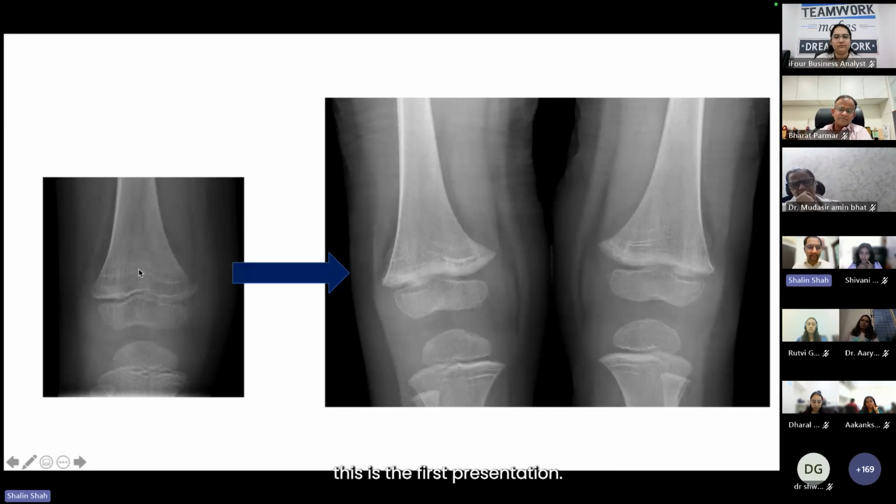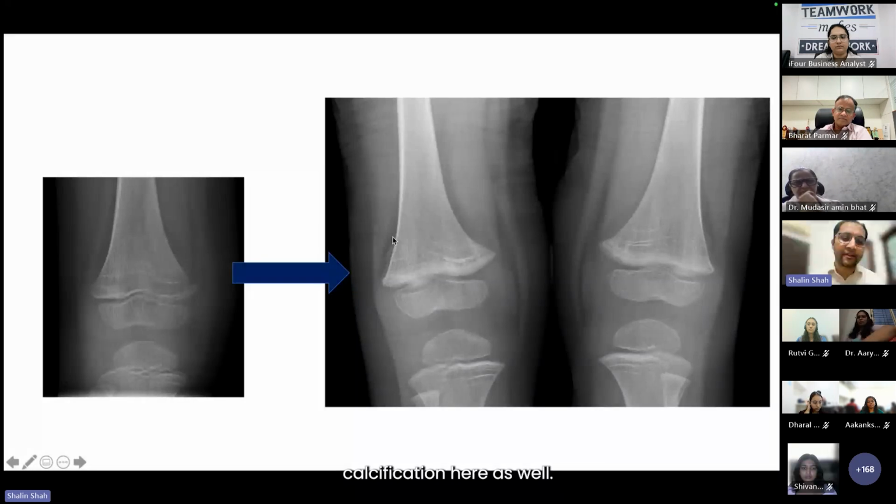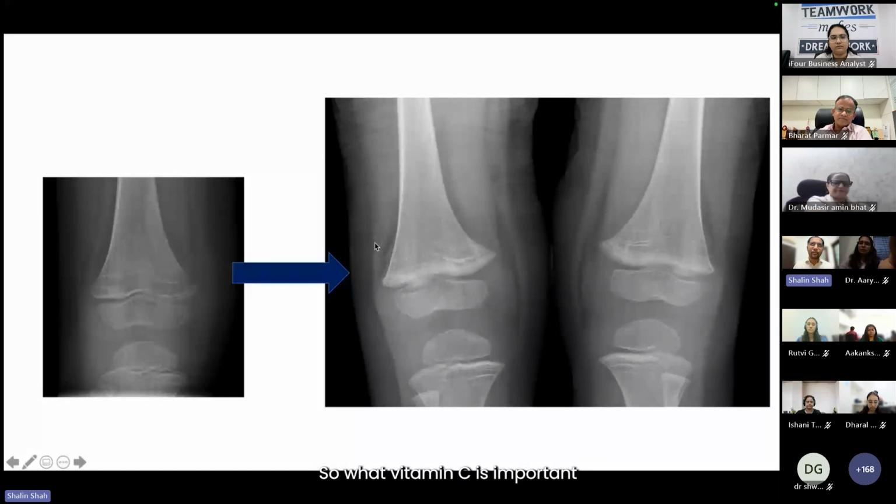And you can see this is the first presentation, and you see this hazy line around the physis, which gradually calcified after supplementation with vitamin C. You can see some calcification here as well. So vitamin C is important for formation of collagen, which is an important part of the physis, the region from where the bone grows. It's also important for prevention of hemorrhages. Because there was vitamin C deficiency, the shadow here is a sign of some hemorrhage which has happened around the physis, and then there is this calcification which has happened in that hemorrhage after vitamin C supplementation.